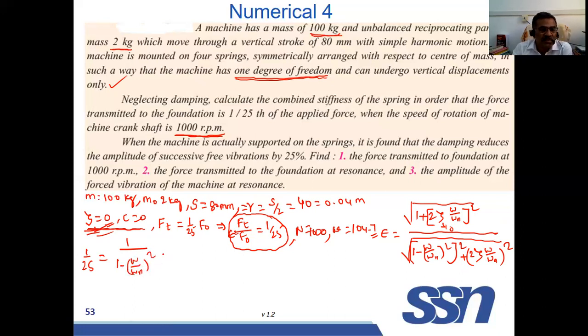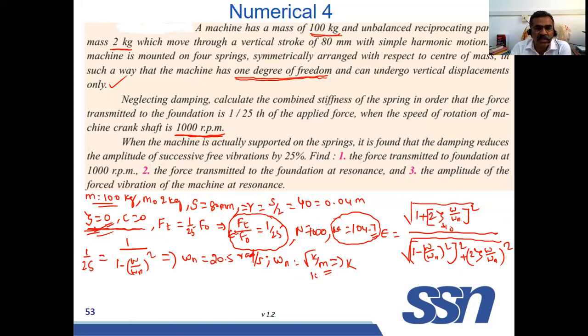From this equation, we already have the value of omega, so we can find the value of omega n. The value of omega n is 20.5 radian per second. We know that omega n is equal to root of k by m. From this equation, you can find the value of k. What is the value of m? m is already 100 kg.